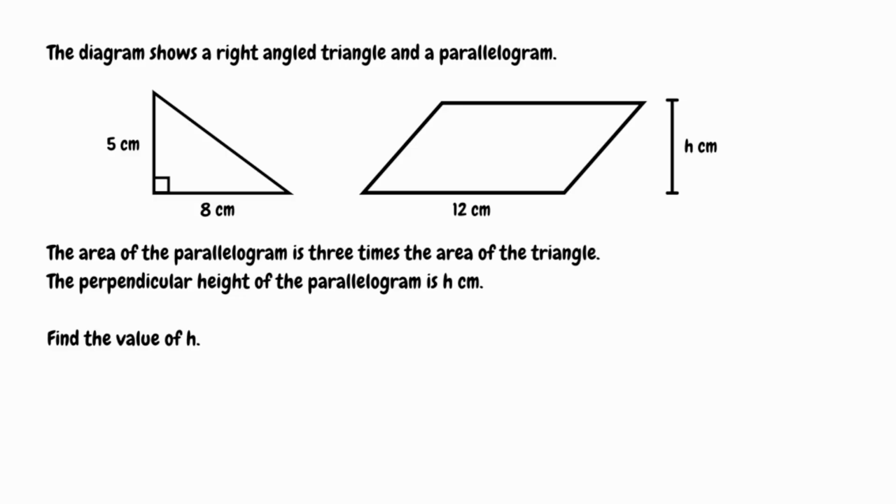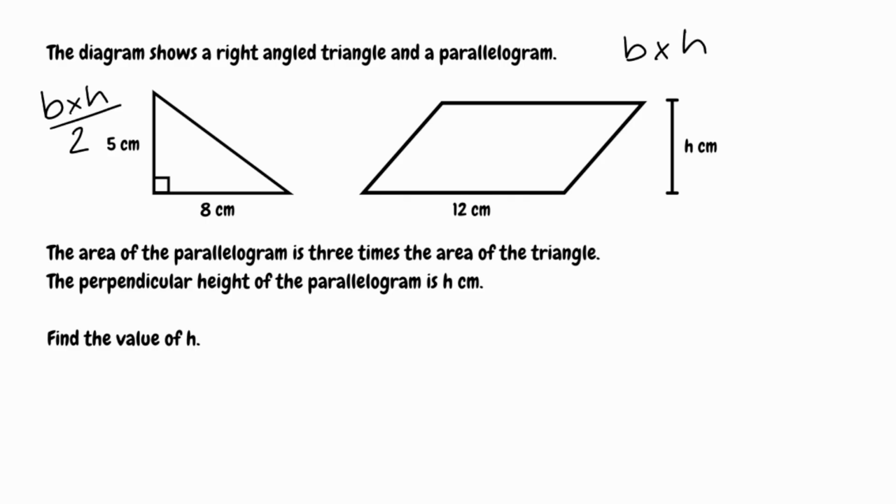So we're going to be using 2 area formulas for this question. We've got our right angle triangle first. The formula for the area of a right angle triangle is base times height, and we then divide by 2. And then for our parallelogram, our formula would be base times its perpendicular height.